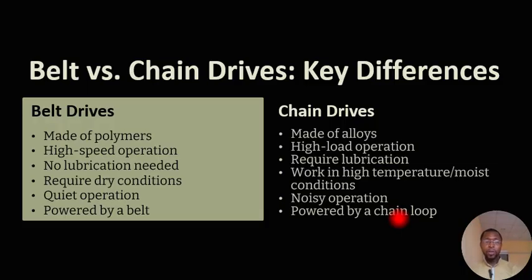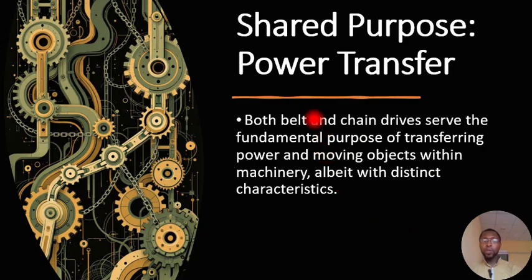Alright? So, what is now common between them? What is the similarity? Both the belt drive and the chain drive, like I said before this time, are used for the transmission of power and for the movement of objects within machines. So those are the similarities between them. They both transmit power and they are both used in moving objects from one point to the other.